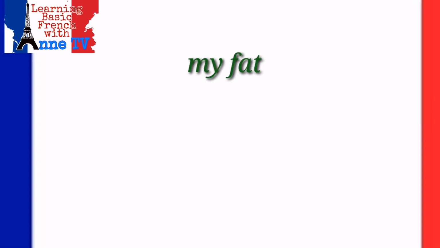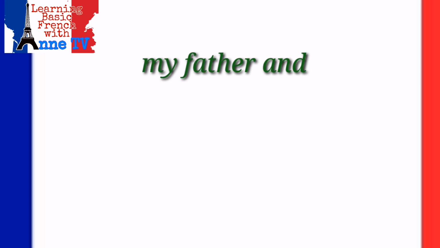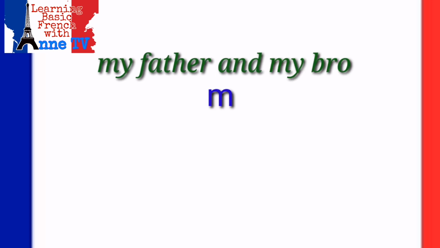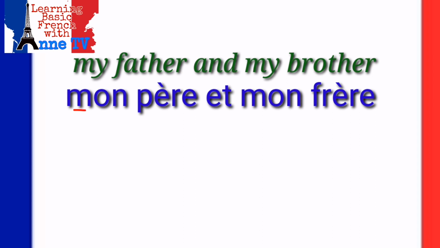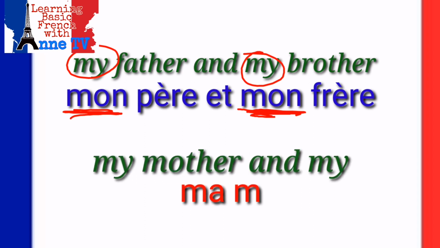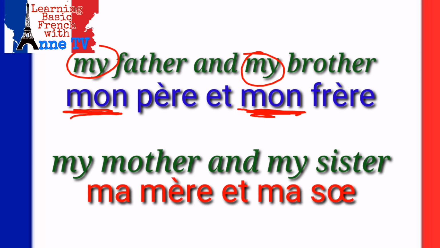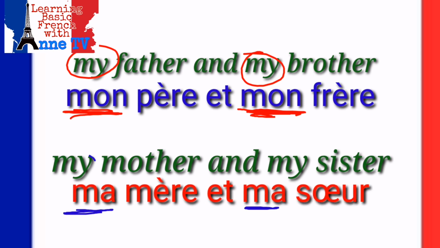So how was it? I hope you didn't find it difficult. Okay? So to say my father and my brother, we use the word mon. Mon is a masculine form for my. So mon père et mon frère, meaning my father and my brother. What about my mother and my sister? Well, it would be ma mère et ma sœur. So mon père, mon frère, ma mère et ma sœur. My father, my brother, my mother, and my sister.